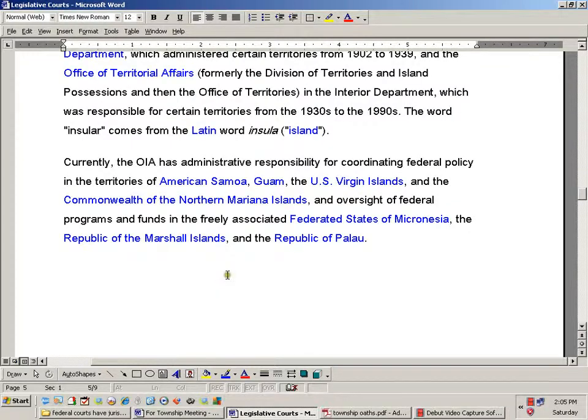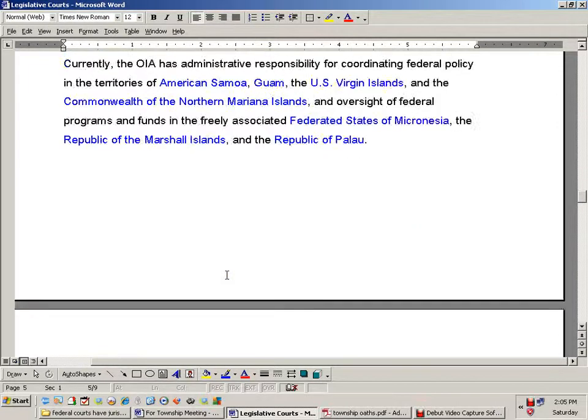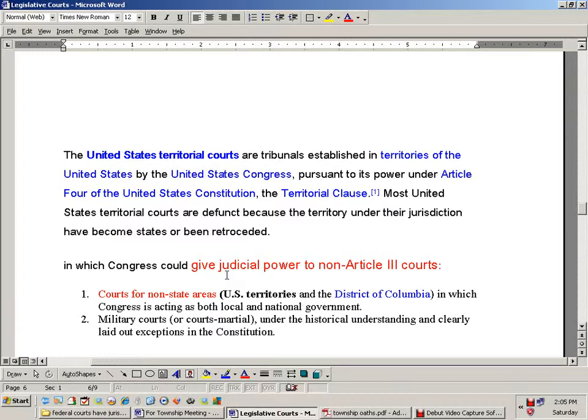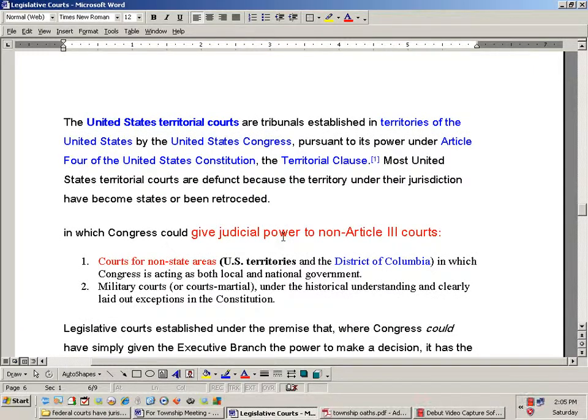So eventually we're going to be talking to these guys about you have the responsibility for coordinating the policy, so get out here and coordinate. The United States territorial courts are tribunals established in territories of the United States by the United States Congress, pursuant to the power of Article 4 of the United States Constitution and the Territorial Clause. Most United States territorial courts are defunct because territory under their jurisdiction has become states or been retroceded. Okay, well, they're defunct now, but it doesn't mean you can't cede it back to the federal government.